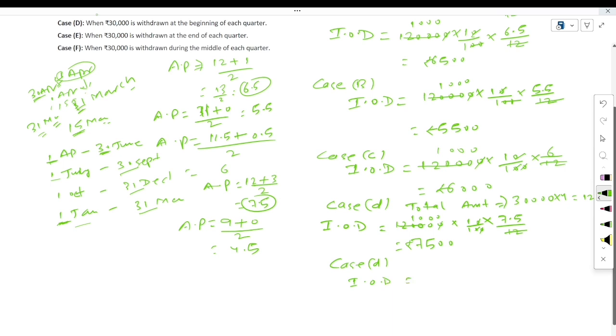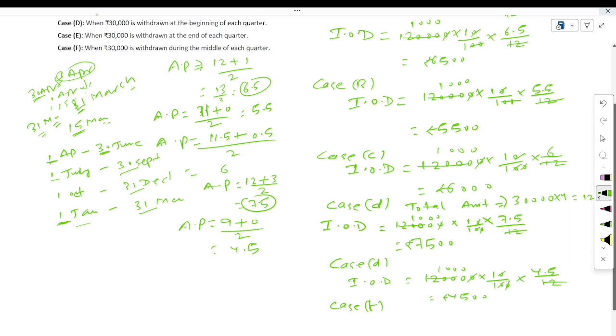Now calculate the interest on drawing. Here the total amount of drawing is as it is 1,20,000. Rate of interest how much? As it is 10%. Into average period how much? 4.5 upon 12. Now 4,500 would be here. Now come to case F, the last case.